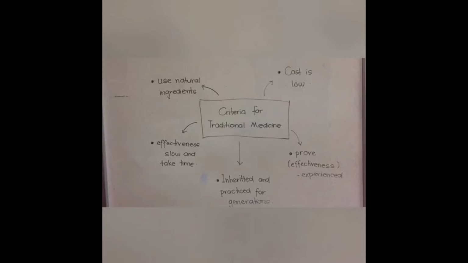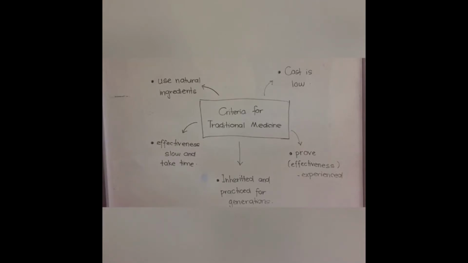Next, we move to the criteria of the two medical methods in this subtopic, which are traditional medicine and also modern medicine. So, what are their criteria? Let's look at traditional medicine first. The criteria of traditional medicine that you should know. For sure, their treatment basically uses natural ingredients, which are from plants and animals.